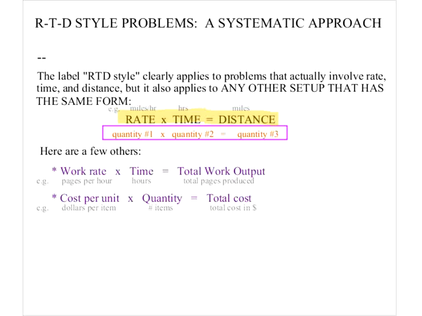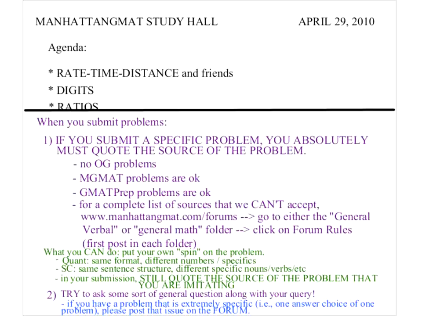Here are some other things that satisfy the same template. When we said at the beginning of the class we called them rate, time, distance, and friends, the "and friends" refers to all of the other types of problems that work in exactly the same way, even though they are not technically problems about rate, time, and distance, since they do not technically involve rates, times, or distances.